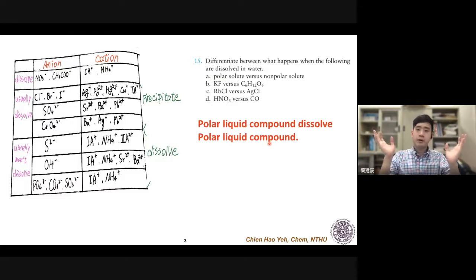And a polar liquid compound can dissolve a polar solid compound as well. So basically, if two things are polar compounds, they can dissolve in each other. So when you put a polar solute in water, it will dissolve, and a non-polar solute will not. Okay, so in part D, nitric acid is a very strong acid.